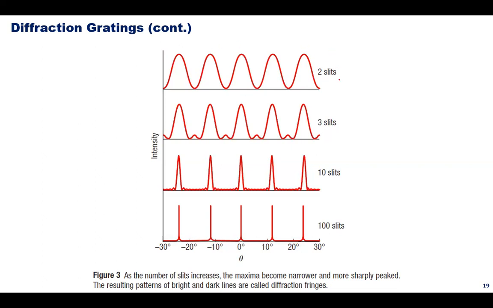If we have two slits, then the pattern should look like the graph here. As the number of slits increases, the maximum becomes narrower and more sharply peaked. The resulting patterns of bright and dark lines are called diffraction fringes.